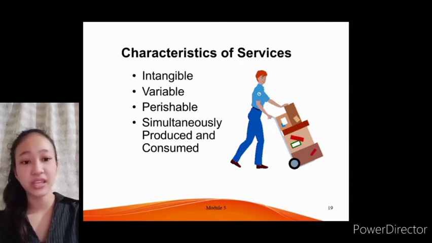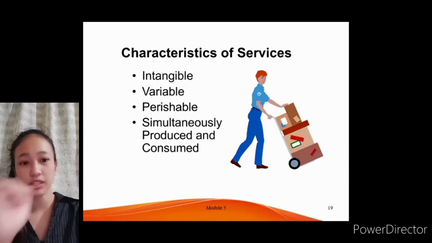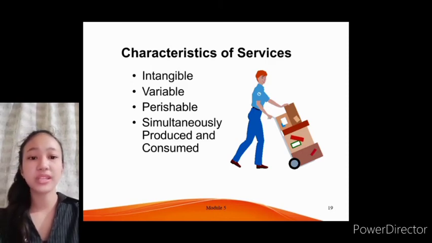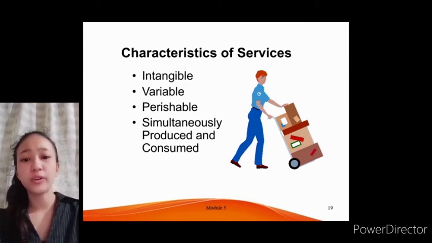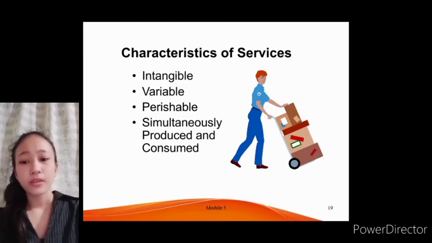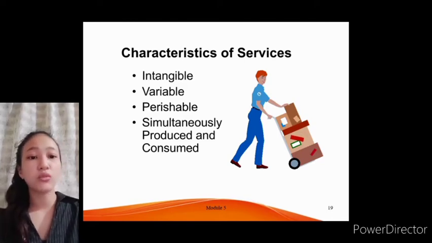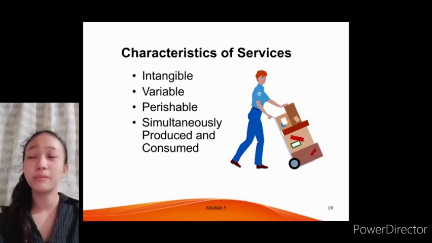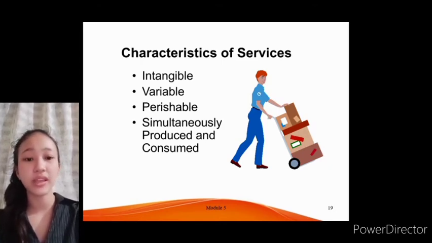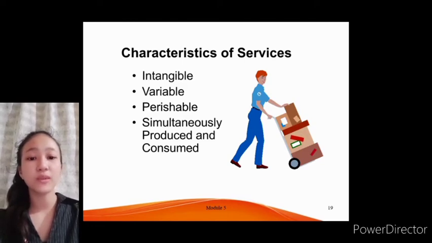An example for this is transportation. Example, you rode a Ceres bus from Silay to Talisay, and of course the conductor gives you a bus ticket. The moment you use the ticket, you cannot use it again. If you are coming back from Talisay to Silay, you can no longer use that ticket. You can no longer use the service that was provided to you from Silay to Talisay.